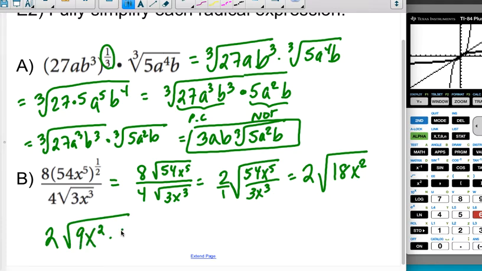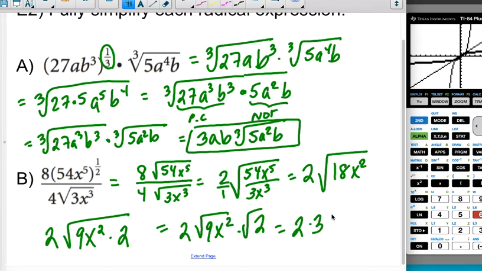Those are all perfect squares. And then a 2 that's stuck inside the root. So if you need this step, you can split it into the square root of 9x squared times the square root of 2, right? If you don't, it's fine to skip that step. So I'm going to get that this ends up being a 2 times a 3, because that's what the square root of 9 would be, times an absolute value of x, and then a root 2.